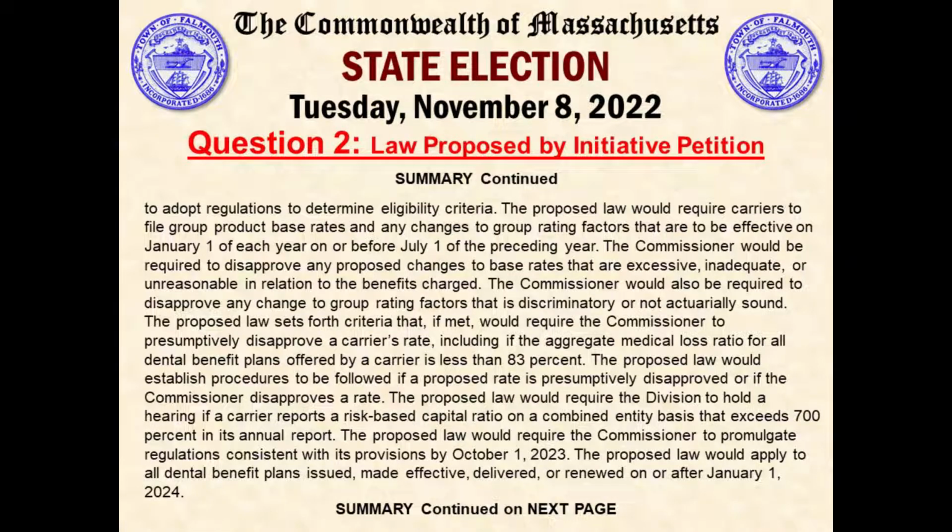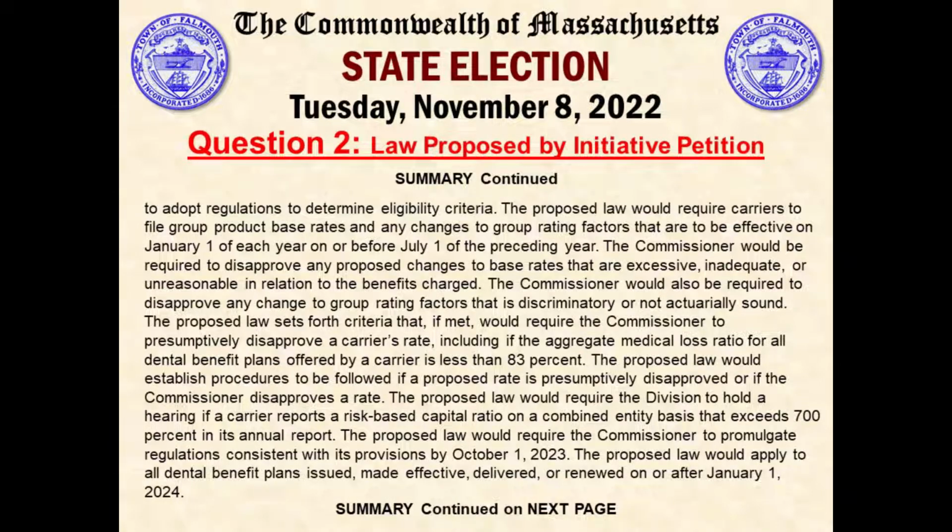The proposed law would establish procedures to be followed if a proposed rate is presumptively disapproved, or if the Commissioner disapproves a rate. The proposed law would require the division to hold a hearing if a carrier reports a risk-based capital ratio on a combined entity basis that exceeds 700% in its annual report.